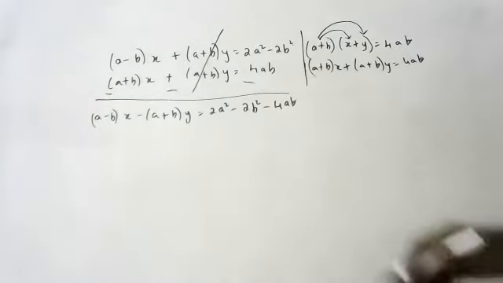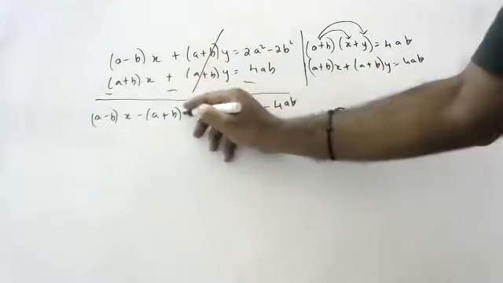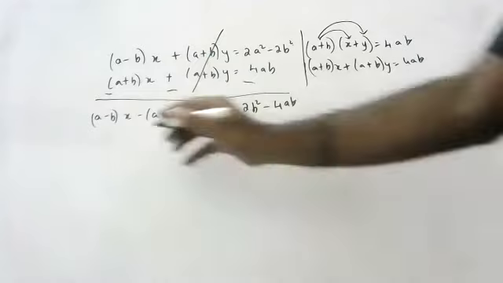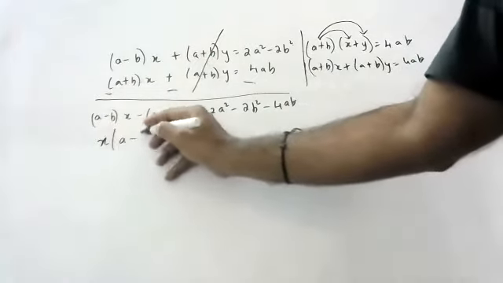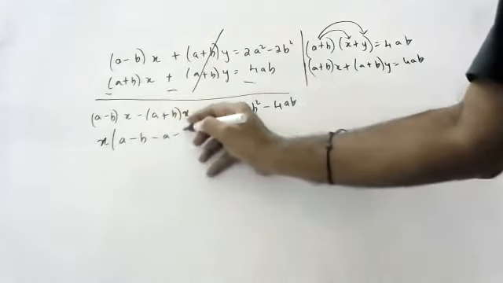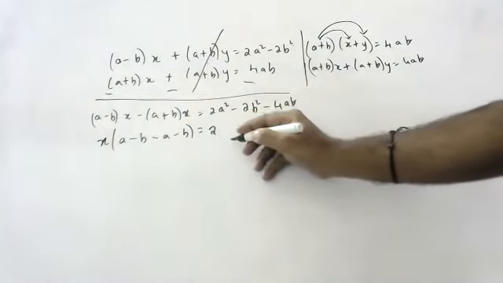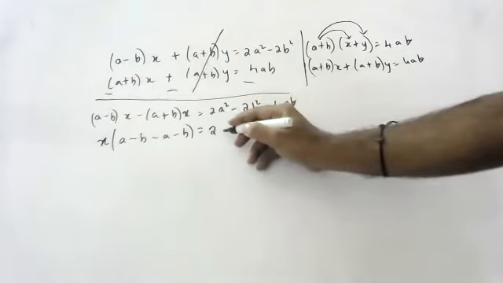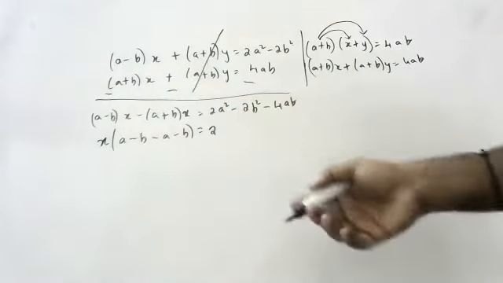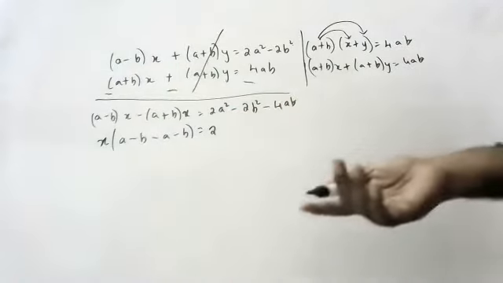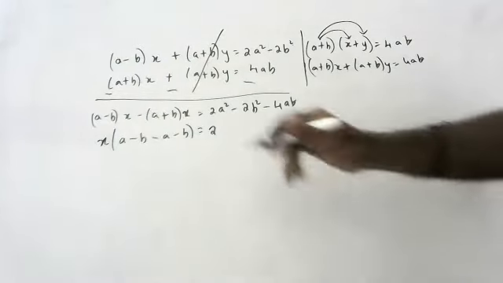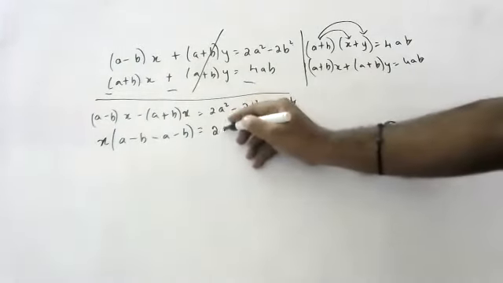Oh, I'm sorry, children, this is also x only, no? So take x common. If you take x common, (a minus b) minus (a plus b) is equal to, take 2 common, 2 times (a square minus b square minus 2ab). What is the use? All minus only is there, no? No problem, leave it like that only, children, because there is no use.